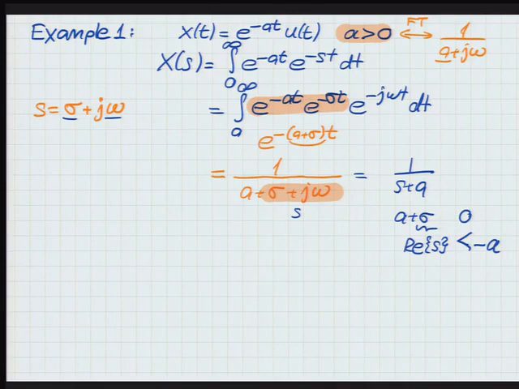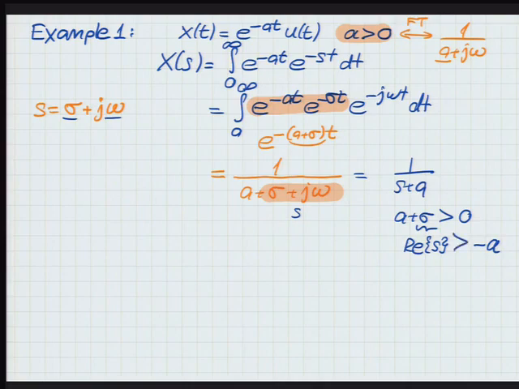What's going on? So wait, here we said a positive. Now we're saying a plus sigma. What's wrong with that? A plus sigma should be positive, right? You're scaring me. So real part is bigger than negative a. That's right. Okay. Is that true? Yes. Of course. Yeah, I was correct in the first place.